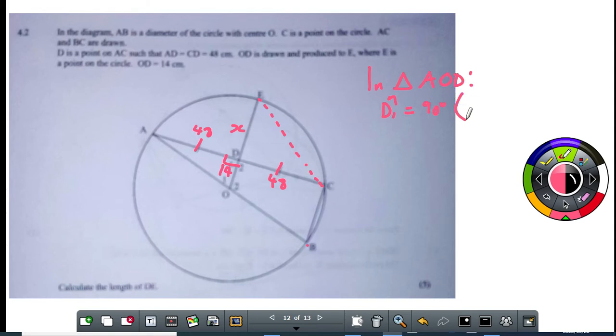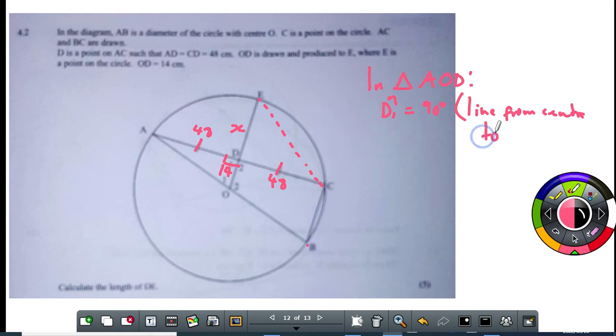Now, the reason here is not the original theorem one, it's the converse. So that will be line from center to midpoint of chord. To midpoint of chord. That's the reason why it's equal to 90 degrees. Yes?